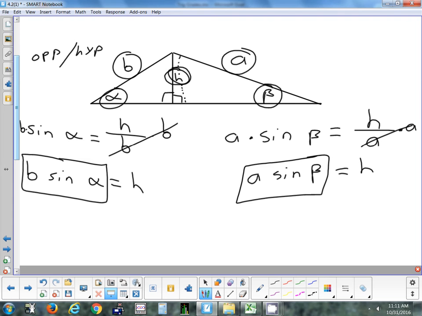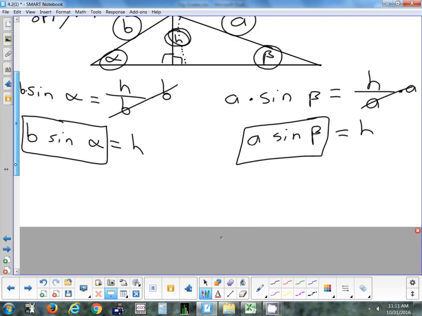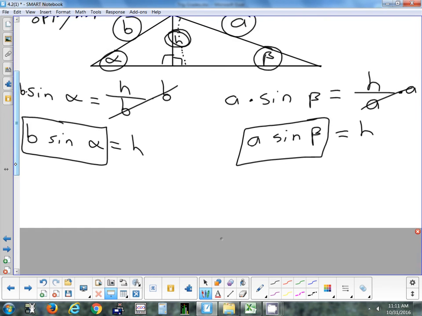Yeah, the two formulas have to be equal. If I have the same amount of money as one person and I have the same amount of money as a second person, then those two people must also have the same amount of money as each other. If box 1 is equal to the height and box 2 is equal to the same height, then box 1 and 2 are equal to each other, because they're both equal to the same thing. So b sine alpha is equal to a sine beta.